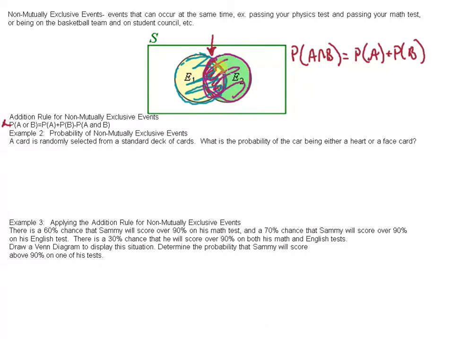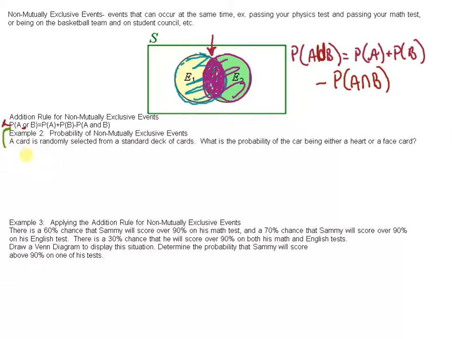But the problem is, we double counted this intersection right here. So what we actually have to do, since we double counted it, is subtract that intersection once. So we have to subtract probability of A and B. Oh, this is or. My mistake. Probability of event A or B happening. Or. Okay, so let's do an example.